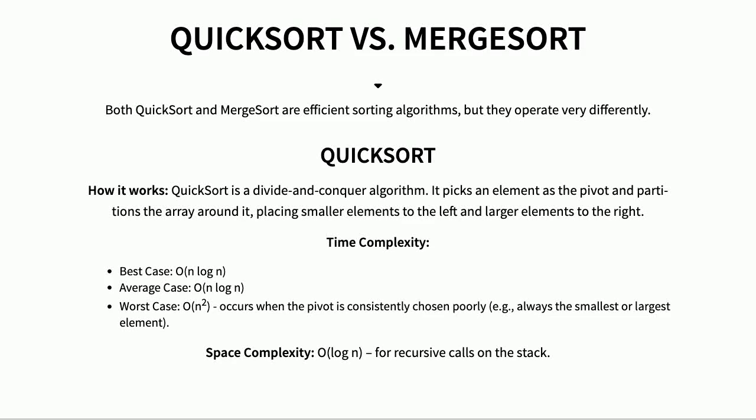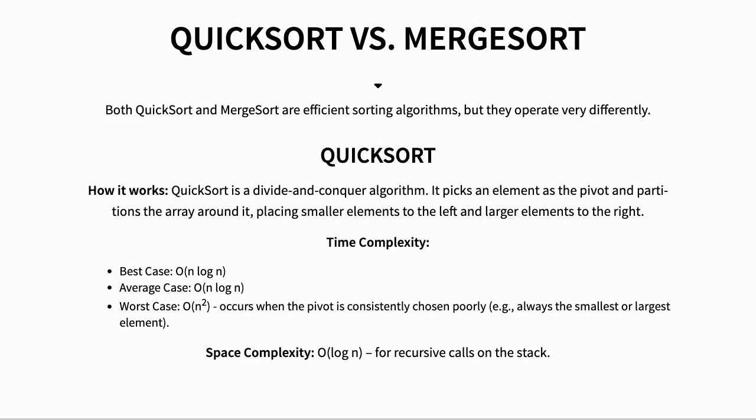Okay, let's talk about quick sort and merge sort. Both are super popular sorting algorithms, but they approach things in different ways. Quick sort is like a clever trick where we pick an element to be a pivot and then rearrange everything around it. It's usually really fast, close to O(n log n) on average, but if you choose a pivot poorly, it can slow down to O(n squared). Merge sort, on the other hand, is more methodical.